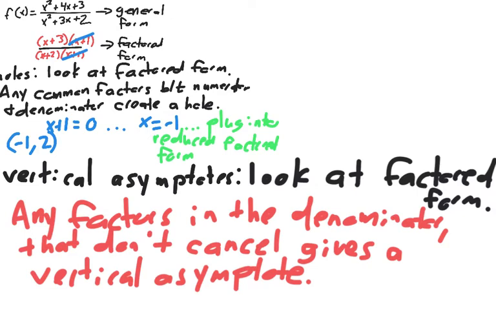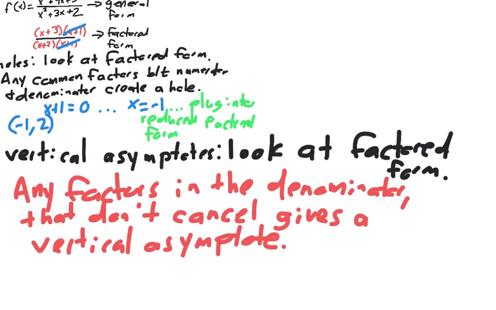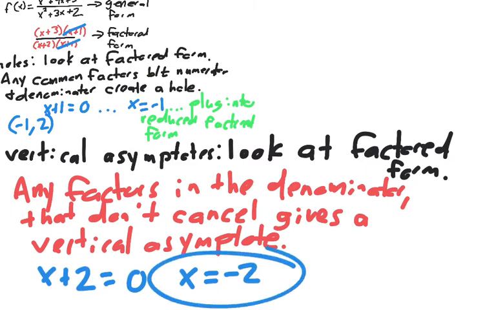So here in this problem, I have a common factor. That means this gives a hole. It does not give a vertical asymptote. But this factor that's left, that did not cancel, will give me my vertical asymptote. So I'm going to set the denominator that did not cancel out equal to 0. So that's going to give me x plus 2 equals 0. When I solve, that means x equals negative 2 is the equation of a vertical line that is an asymptote. So again, it's not just negative 2, it's the entire equation of a line. x equals negative 2.